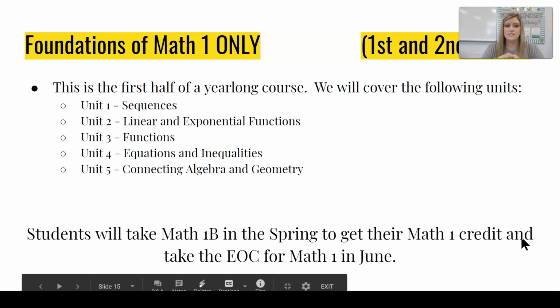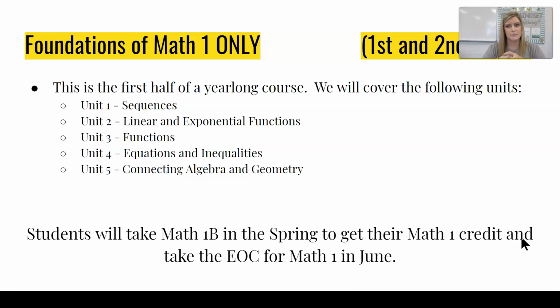This is for Foundations of Math 1 only, first and second period. This is the first half. Foundations of Math 1 is the first half of a year-long course. We will cover the units that are listed on this slide. Students will need to take Math 1B in the spring to earn their Math 1 credit, and they'll take the EOC for Math 1 in June. They will not move on to Math 1B if they do not pass Foundations of Math 1. It is required to have passed Foundations of Math 1 before moving to Math 1B in the spring.